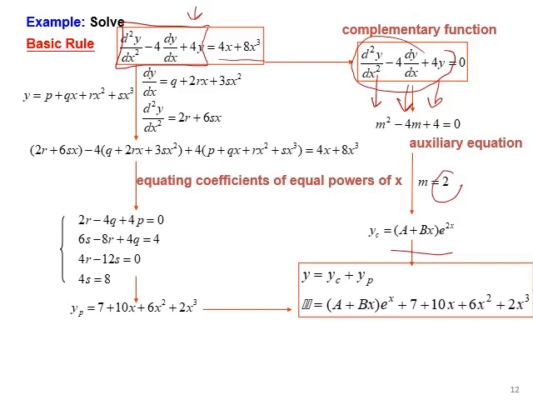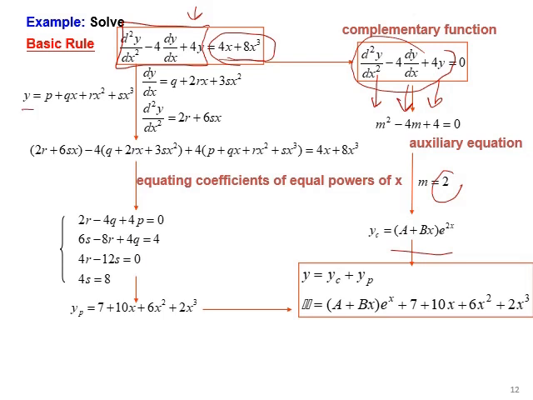Now next, I will go to the particular solution. I will say, okay, just a minute, this is a polynomial. From the table, I know a polynomial rises to x to the power 3, which means x to the power 3 plus x to the power 2 plus x plus a constant. So I wrote it here in this way.